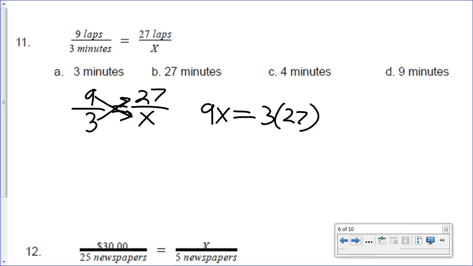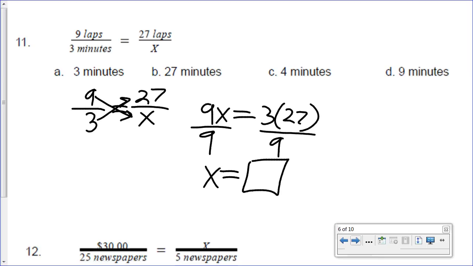We know the time. So I'm going to leave it to you to plug that into your calculator. But to get this x by itself, x is being multiplied by 9. So in order to undo that, you would divide by 9. Divide both sides by 9. And that's going to give you something for x. Okay? That is how you do that one.